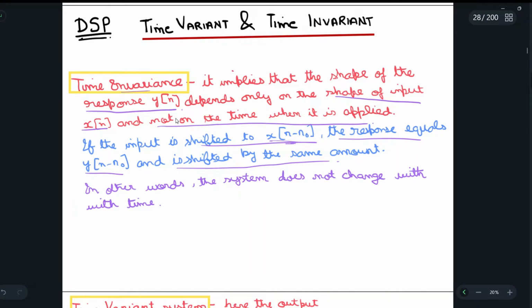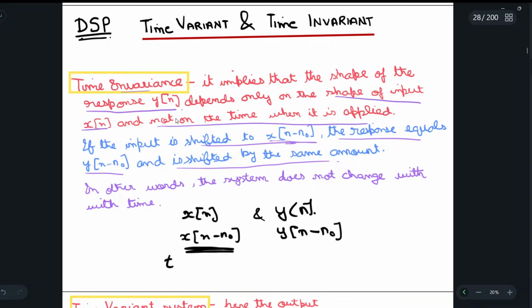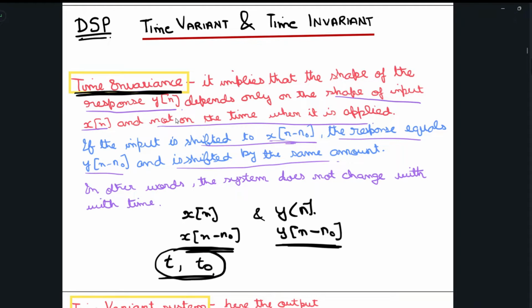Suppose I have an input x[n] and an output y[n]. If I shift x by n naught, then the output will be shifted by the same amount, irrespective of when I apply it. Suppose I apply this at any time t and also at any time t naught. It does not matter whether I apply it at t or t naught, the change in the output will be the same irrespective of the time. This is what is meant by time invariance, as can be understood by the name itself: the system does not change with time.